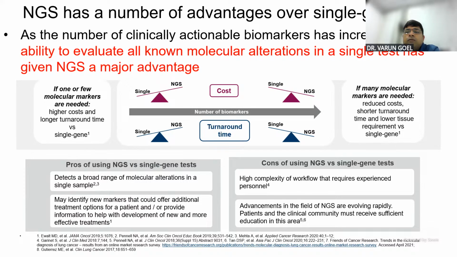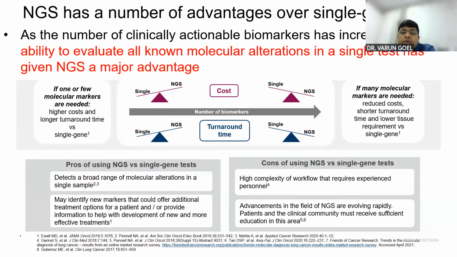So if many molecular markers are needed, then via NGS it reduces cost, shortens turnaround time, and lowers tissue requirement, whereas multiple single gene assays would otherwise be required. The benefit of NGS versus single gene tests is that it detects a broad range of molecular alterations in a single sample. It may identify new markers that could offer additional treatment options for a patient or provide information to help with the development of new or more effective treatment.